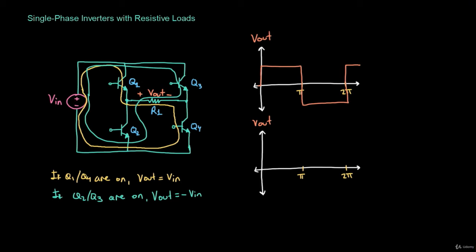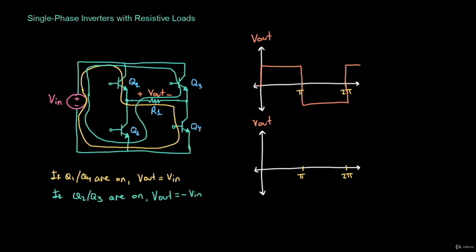But as you can see, this is nothing close to a sine wave. It's basically a square wave. So it's an alternating voltage, but it's going to be very, very distorted, because remember that we're trying to achieve a perfect sine wave at the output. So this is not very close to being a sine wave.